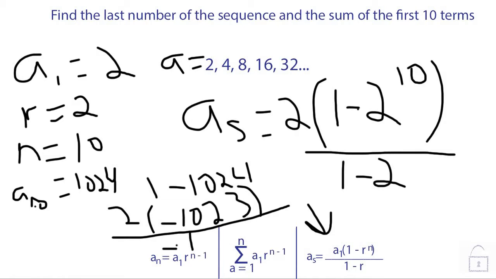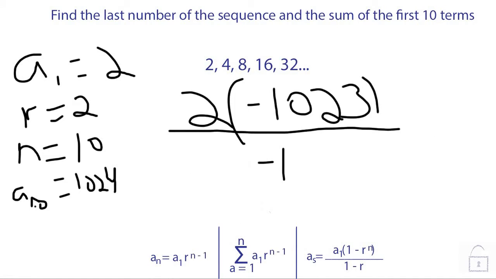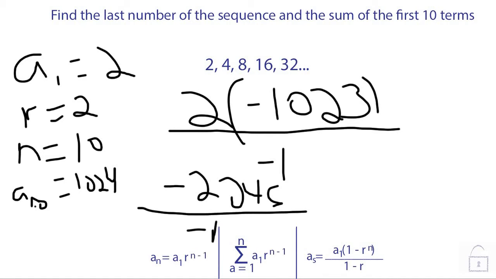Alright, now let me rewrite this. 2 times negative 1023 is equal to negative 2046, all over negative 1. Now to simplify this, these two negatives cancel out with each other, and we get 2046.